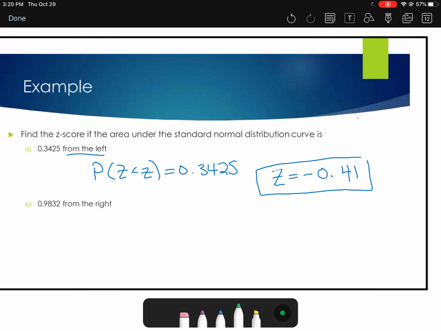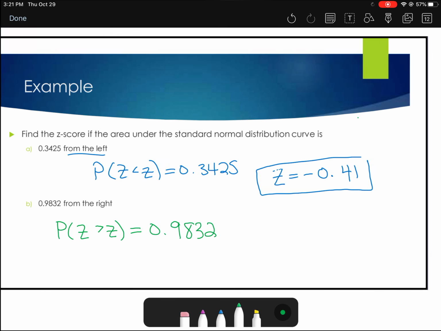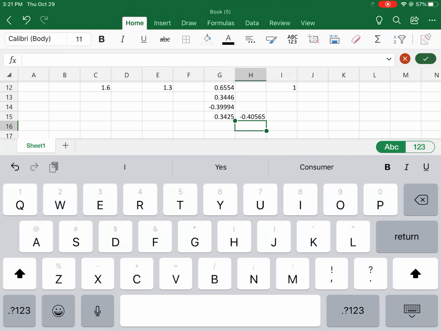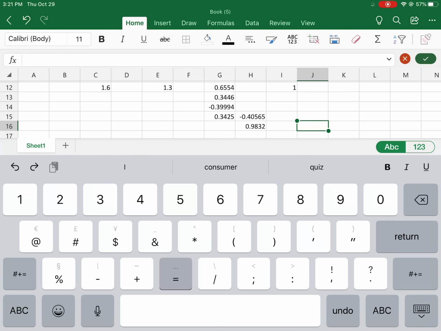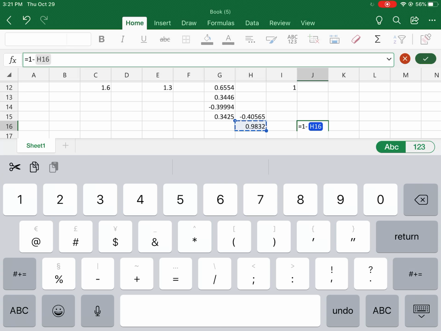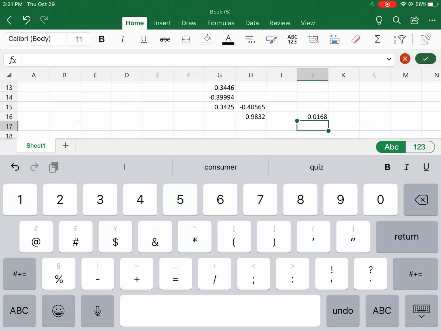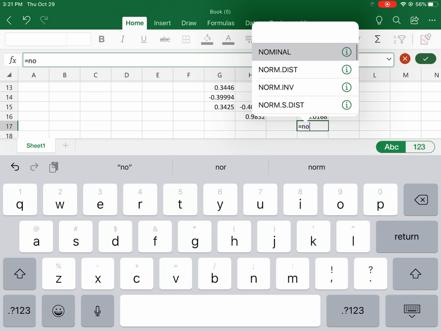And that should make sense that it's really close to the one we just did because those probabilities were super close. Okay, so now this one's saying from the right. So if I was writing that, that would look like this. 0.9832. So since it's from the right, okay, remember we have to subtract. So first thing I'm going to do is put in that probability. So 0.9832. Now I'm going to 1 minus. Okay, now we're going to go ahead and put in that.